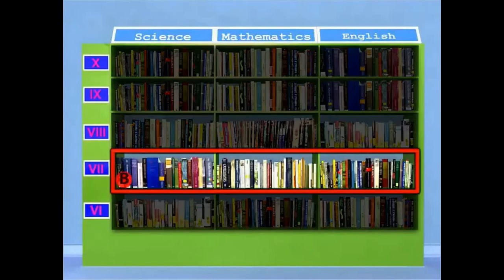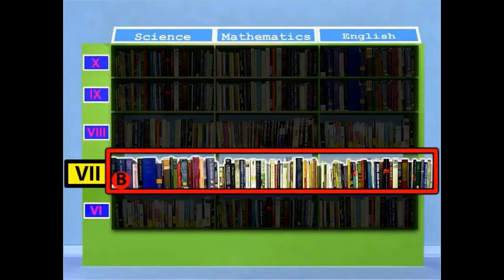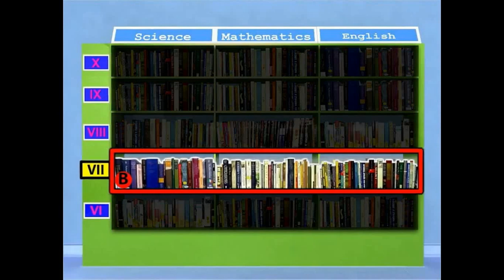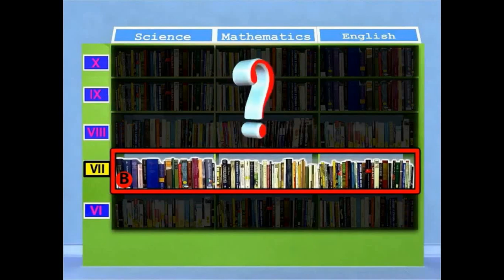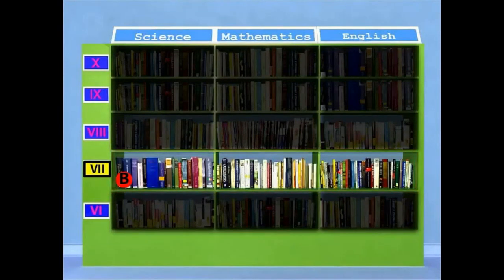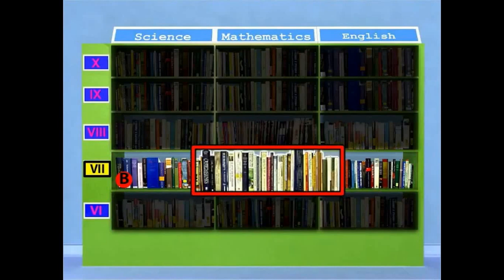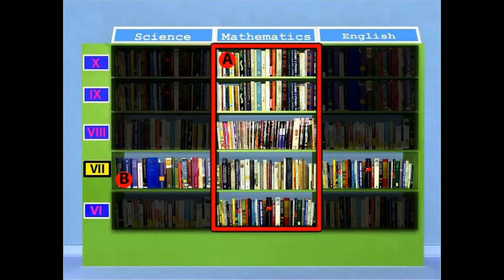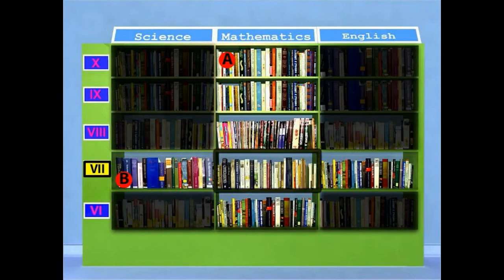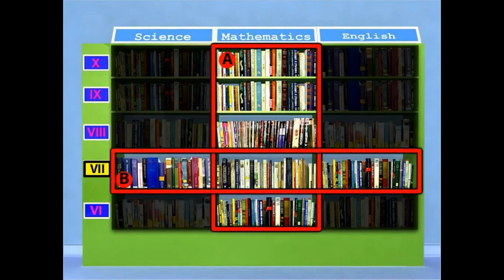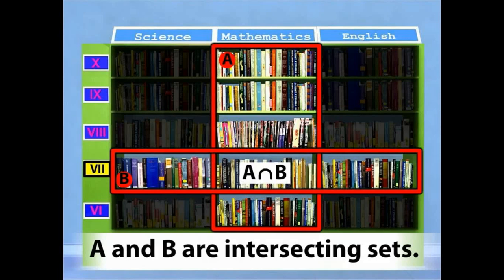Now, if B is a set of all the class 7 books in a library, how will you show it in the same Venn diagram? Since class 7 mathematics books are included in the set of all the mathematics books in the library, the class 7 mathematics books are common to both set A and set B. Thus, A and B are intersecting sets.